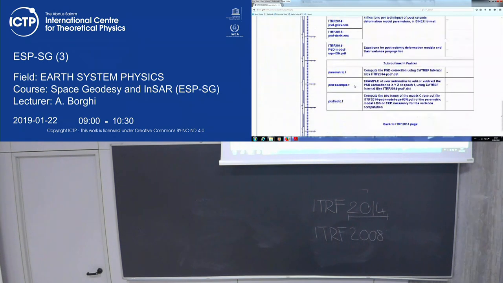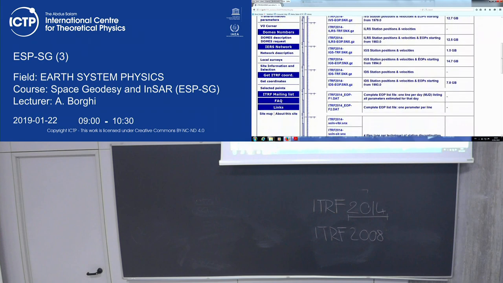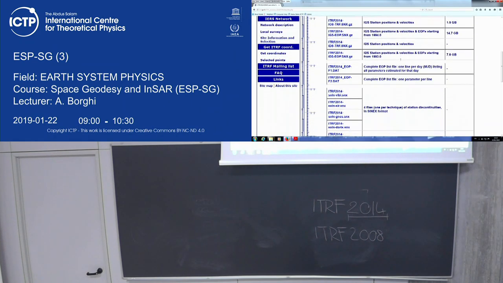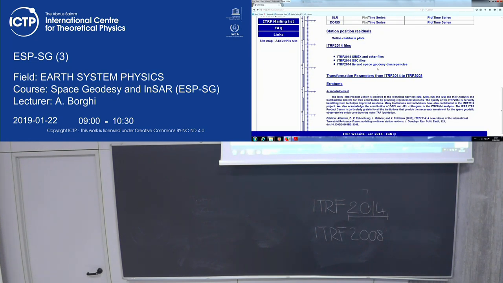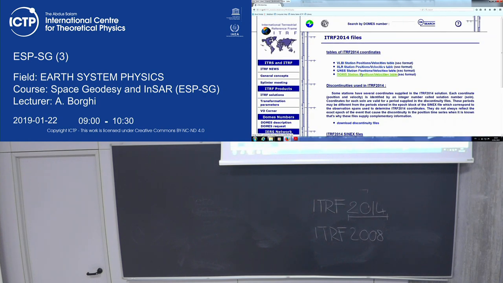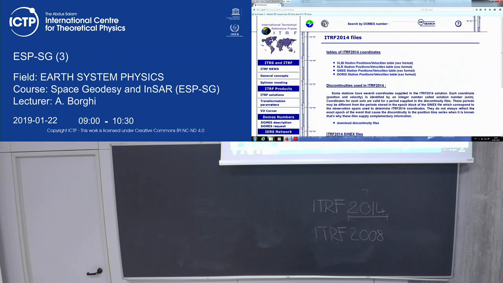SINEX is not so easy to see. SINEX is a standard format to exchange solution coordinates and covariance of the coordinates and other parameters. But it's not so easy to see. I prefer some text file, easier, probably this one. In this case, we have all the separate solutions.